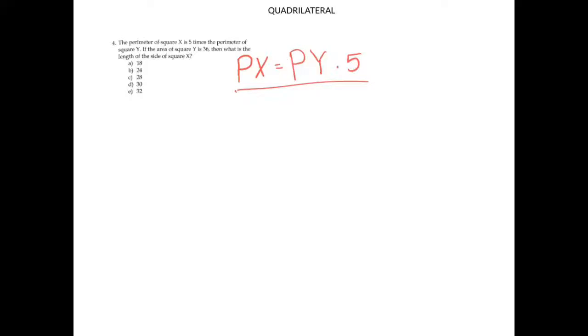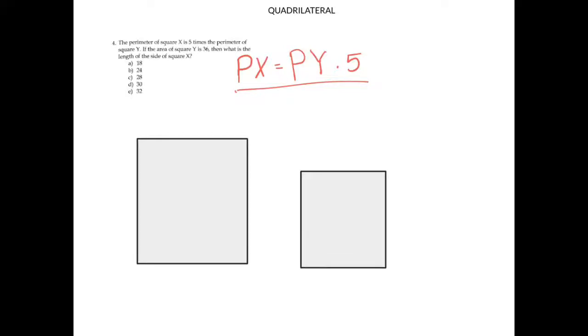Now, let's draw two squares, which will represent the x square and the y square. So take one big square, and then we'll draw a slightly smaller second square. Now, we know that the square x is bigger because the perimeter of square x is 5 times larger than the perimeter of square y. So we can just label the larger square as x and the smaller square as y.